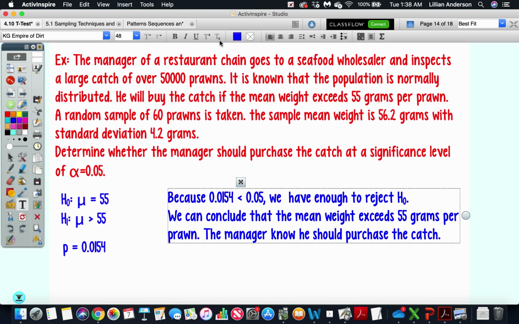Because remember, this whole thing was based off of him wanting to determine whether or not he should buy the catch if it exceeds 55 grams per prawn. And because of our one-sided t-test, we were able to see that since the p-value was less than the significance level, we reject the null hypothesis, meaning that the mean weight was not equal to 55. And since it's more, he will want to go ahead and purchase the catch.